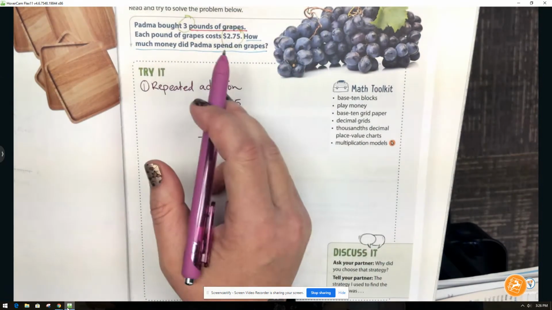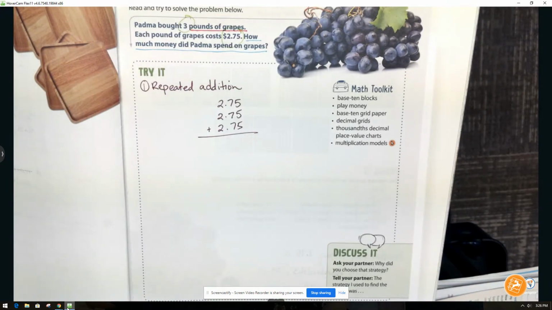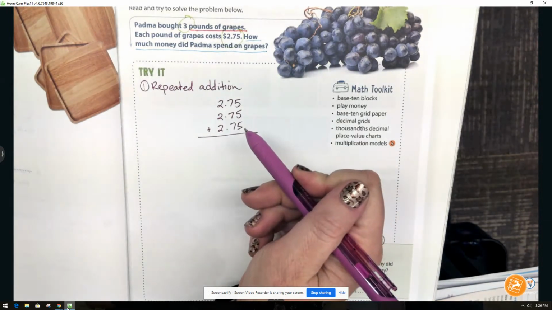When it's going to be hard is if you were multiplying $2.75 times 72 pounds of grapes. It would definitely be a much harder number for you to do using repeated addition. But in this case, it's something that you can do. So one strategy would be repeated addition.